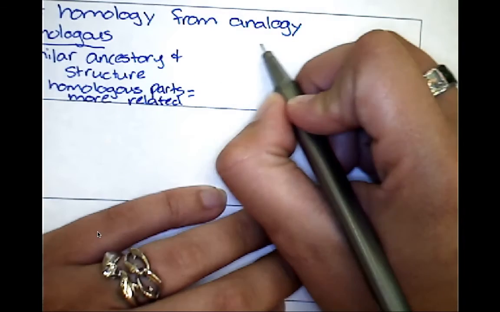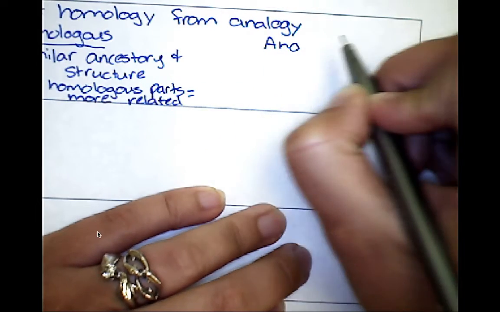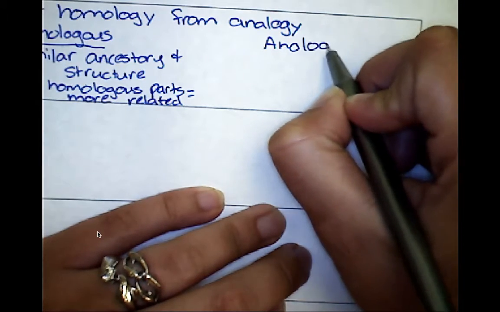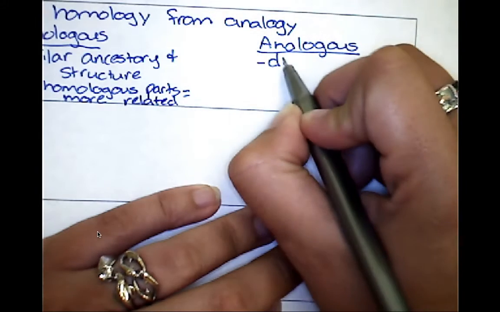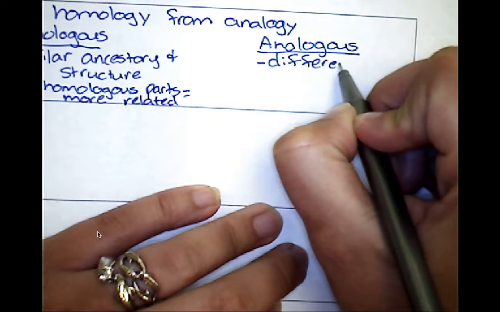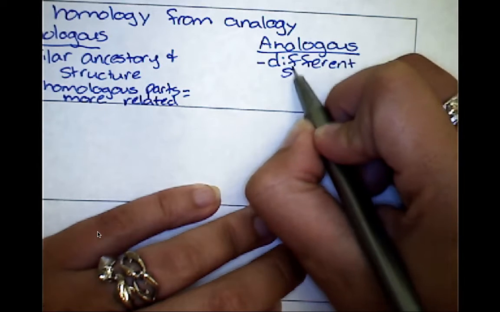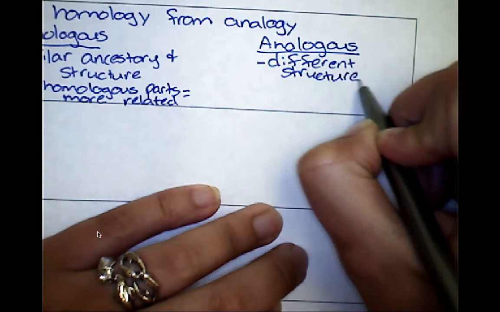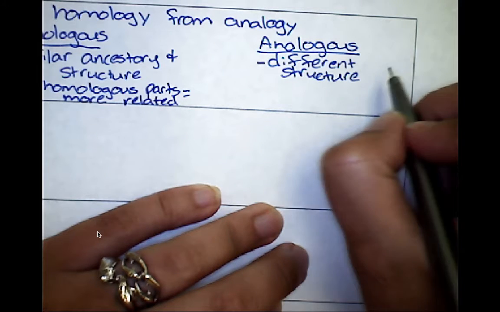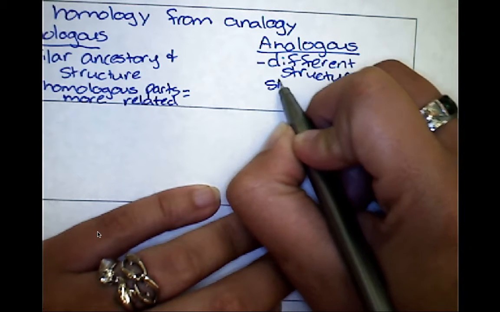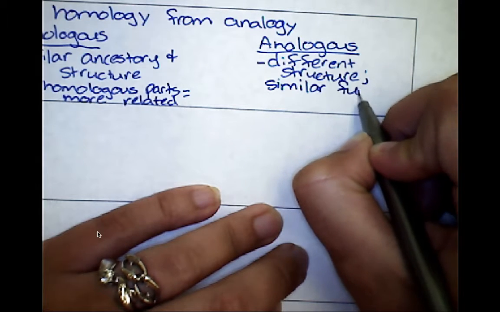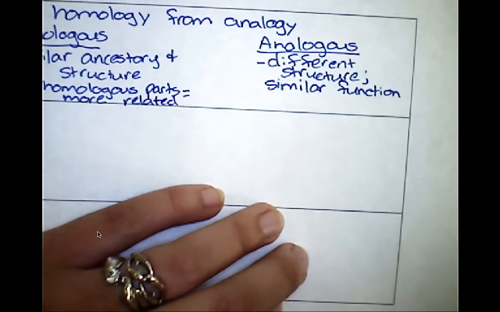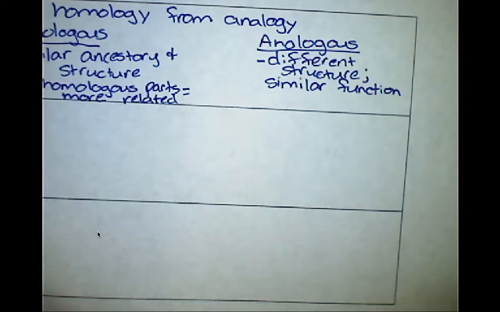Just as a jog to your memory, analogous structures, if you remember, are different structures with the same function. And they really have nothing to do with each other in terms of evolutionary history. Okay, they just solve the same problem in a similar way, but they did not evolve together. So we want to get rid of those because they don't really tell us anything about a relationship. And in fact, these actually confused scientists for a long period of time.